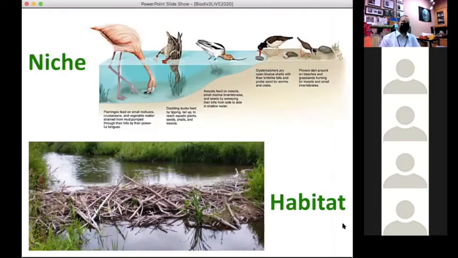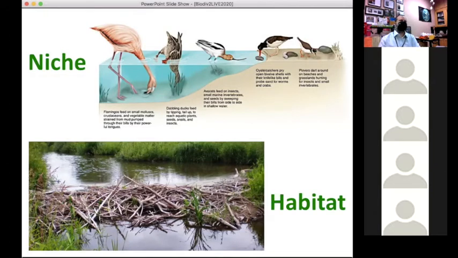Okay, so what we're describing here is actually called a niche. A niche is when a type of organism adapts to use a different part of the ecosystem or to have a different role in the ecosystem. I think of the niche as their job. And of course, their habitat then is where they live.